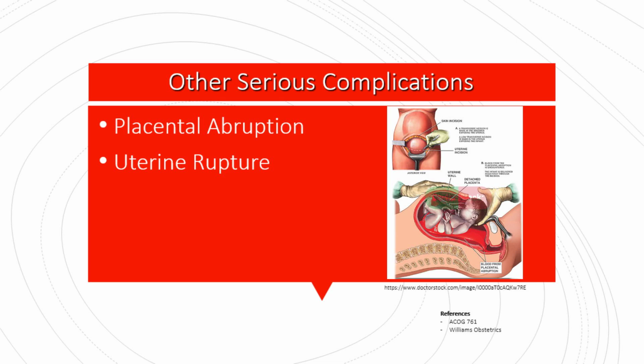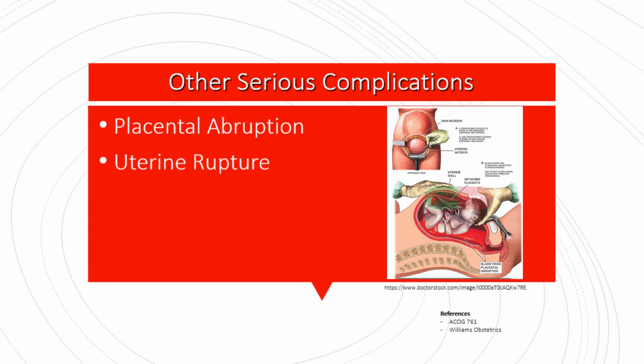Some other less common complications associated with C-section can be extremely dangerous and have serious effects. Some of these complications are related to why a C-section is being performed and include placental abruption and uterine rupture. The risk of uterine rupture with a history of one prior C-section is 0.5%.